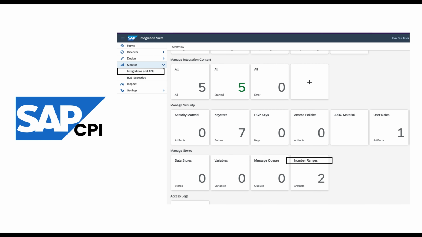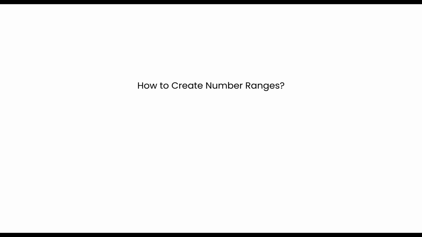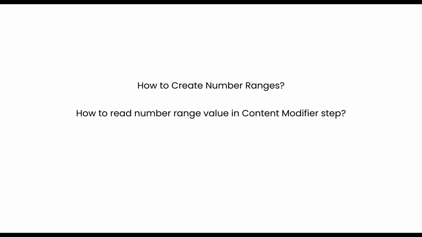Similarly, in SAP CPI, we can use number ranges to map unique values to your messages in integration and mapping engines. In this demo, I will explain how you can create a number range, how you can consume a number range in a content modifier step, and how you can access the value of a number range in Groovy scripting.